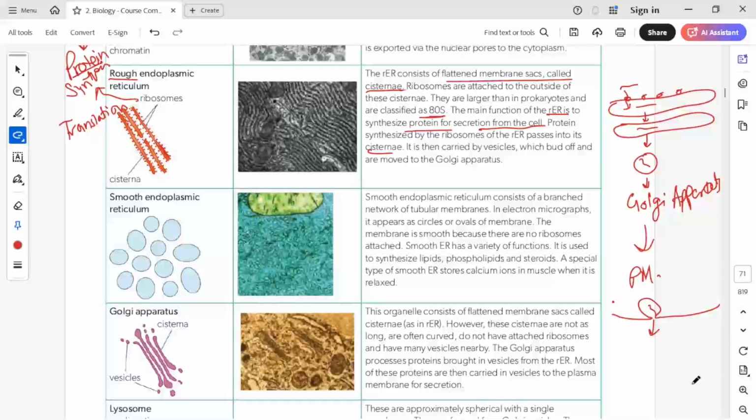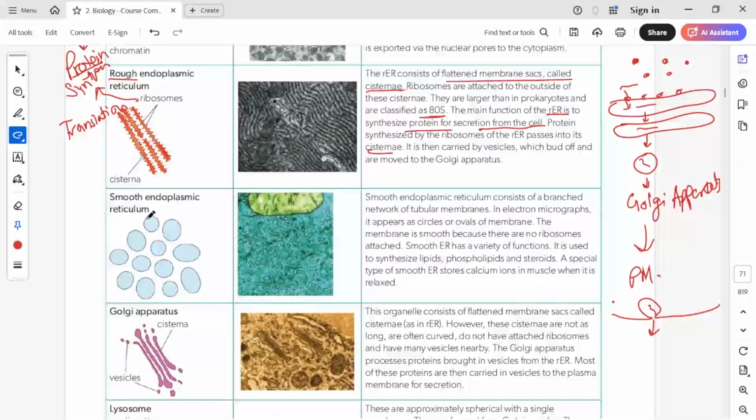So the secretory cells, if they have to secrete, for example, there are several hormones that are produced or secreted by cells. There are several other signals that are secreted by cells. All those proteins are synthesized by the ribosomes attached to this endoplasmic reticulum. And other proteins that have a function within the cell will be synthesized using the ribosomes that are freely suspended inside the cytoplasm. So they will be retained within this cell.